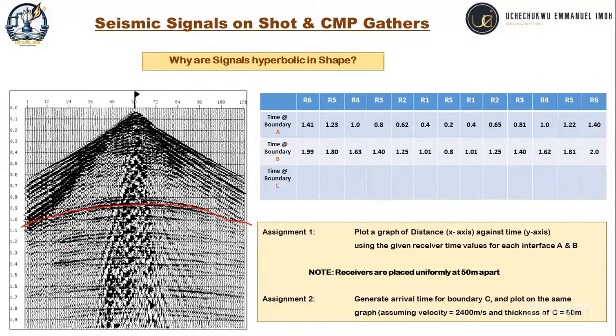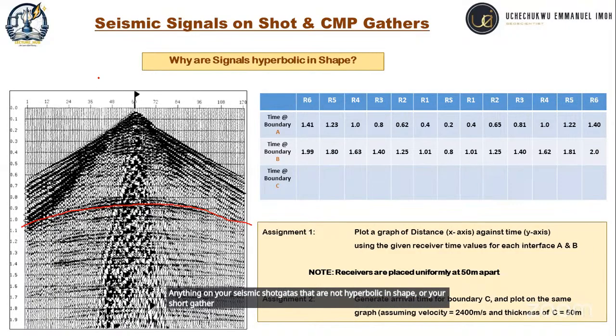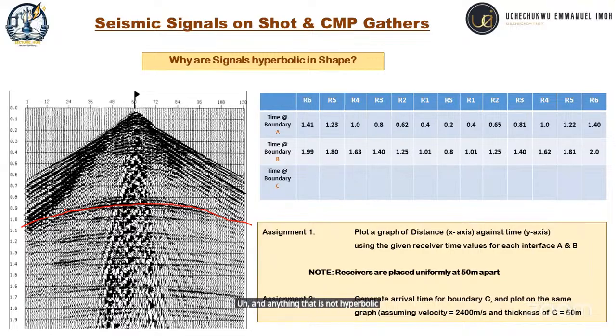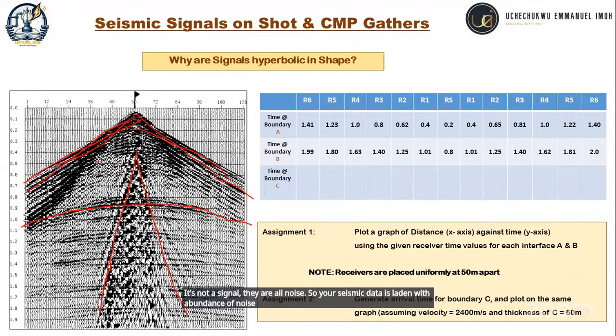Anything on your seismic shot gathers or CMP gathers that is not hyperbolic in shape is not a signal. Every other event, like this one that looks like an isosceles triangle, is not hyperbolic in shape, so it is not a signal. They are all noise. Your seismic data is laden with an abundance of noise and signals from the subsurface rock boundaries.